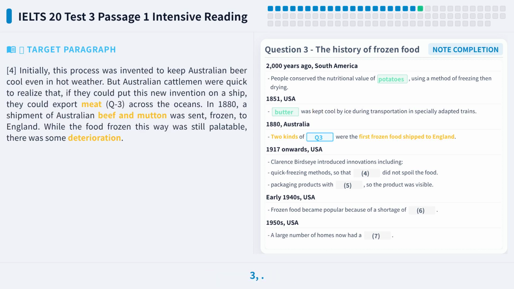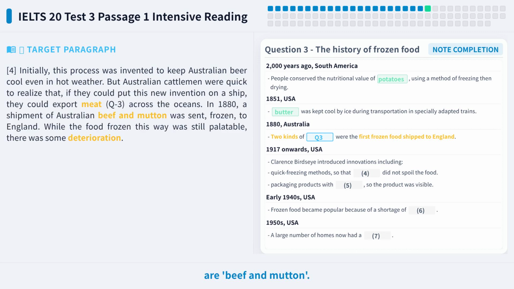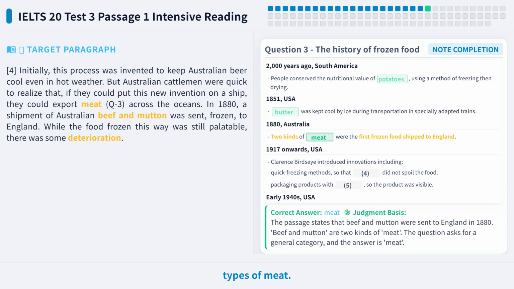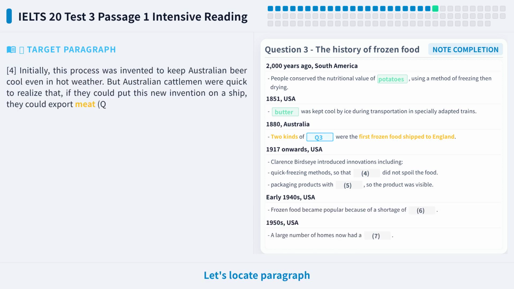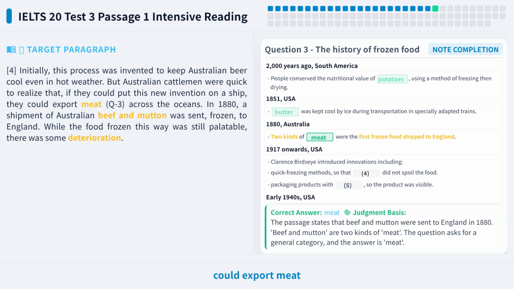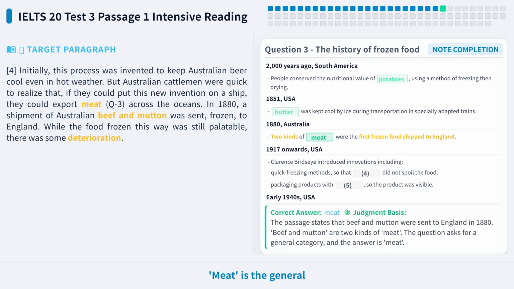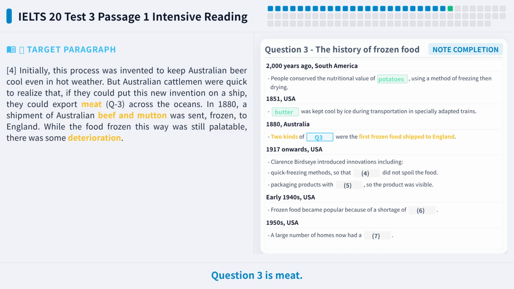Let's look at question 3. It says in 1880, a shipment of Australian beef and mutton was sent frozen to England. The blank is after export, so we need a noun. The clue words are beef and mutton. They are 2 specific types of meat. The question asks for a general category, so the answer should be a general word. Let's locate paragraph 4. The text says if they could put this new invention on a ship, they could export meat across the oceans. The original text directly gives export meat. Meat is the general category for beef and mutton. This answer word is directly given, no replacement needed. So the answer to question 3 is meat.